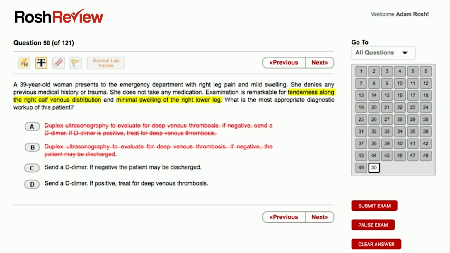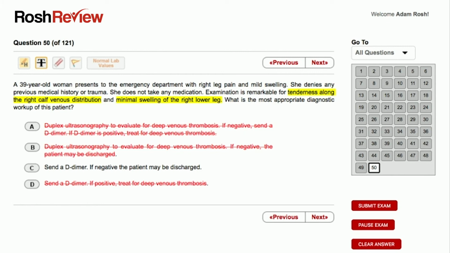Let's go to answer choice D. Send a D dimer. If positive, treat for DVT. So a D dimer is a rule out and not a rule in. So we shouldn't make any treatment decisions based on the positive D dimer. So just from that, we're going to cross this off as incorrect.